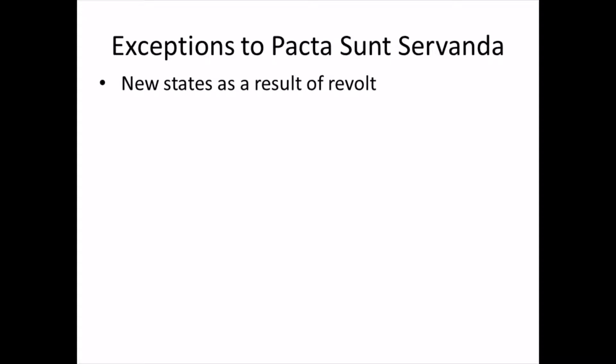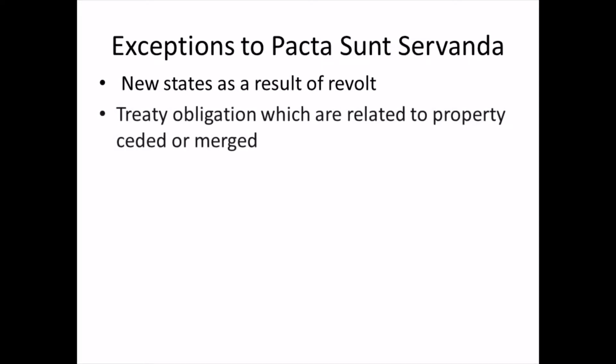Whenever a new state emerges as a result of revolt, which we will discuss in coming videos along with de jure and de facto recognition of a state, it is considered an exception to the principle of pacta sunt servanda, because a new state has been formed. The previous agreements or treaties entered into by the previously formed state are not applied to this new state. So it is a new state, thereby new treaties are to be formed. So this is an exception.